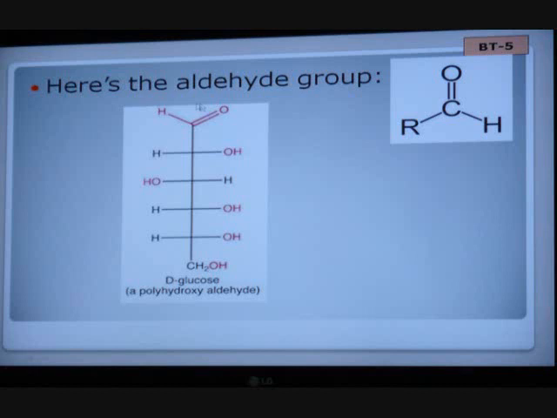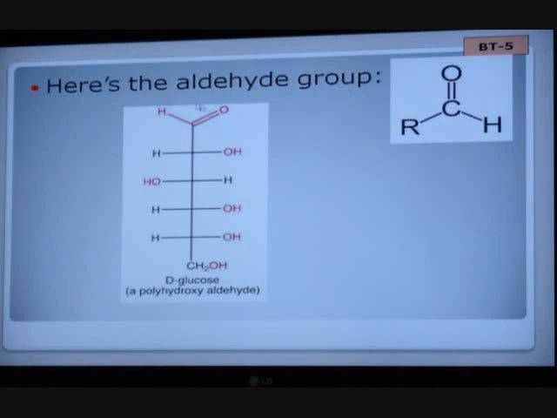All right, a professor told me one time that I know R means radical. He said it means rest of the molecule. Look right here. There is your aldehyde group. Look right there. That's a carbon, and that's the rest of it. The test is looking for this. The test is looking for this.